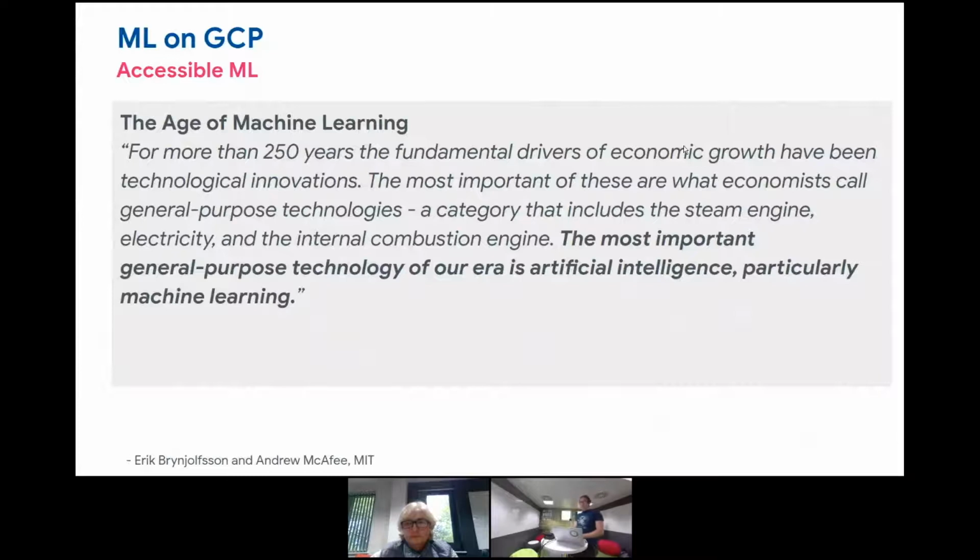So this is a really good quote, I think, from Eric at MIT, and his view, and I actually agree with him, is this now is like the age of machine learning. To summarize this statement, there's been a number of general purpose technologies, and these are significant technologies that have changed the economies of the world. So if we go back, we can look at things like the steam engine, electricity, the internal combustion engine. And in his view, the most important in our era right now is artificial intelligence, and particularly he calls out machine learning.